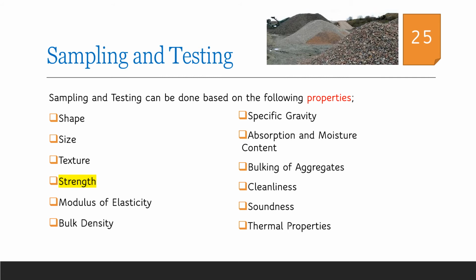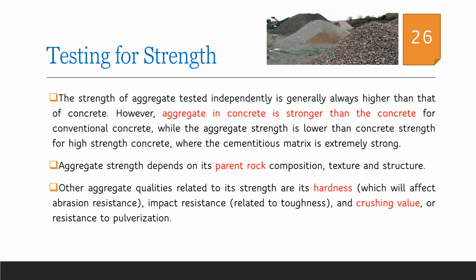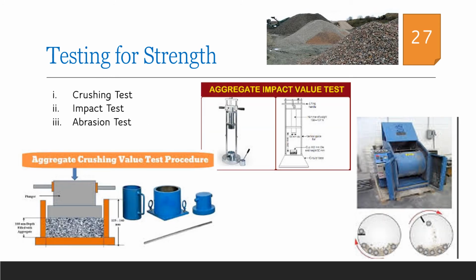Now we shall move on to the sampling and testing based on strength. We have already discussed that the strength of the concrete is mainly due to the strength of the aggregate, particularly the coarse aggregate present in the concrete mix. The strength of the coarse aggregate depends on the strength of the parent rock from which we obtain it. Hence, the strength properties of aggregates are very important. They are measured using hardness, impact resistance and crushing value. Testing for strength can be a crushing test, impact test or abrasion test. All these are explained in different IS codes.